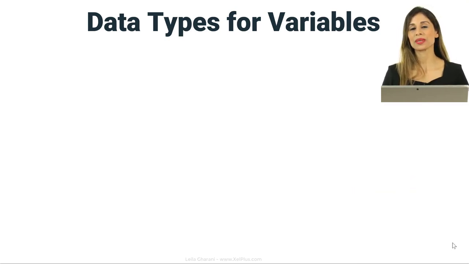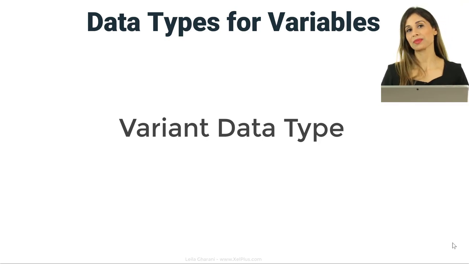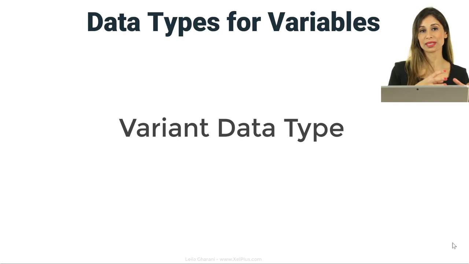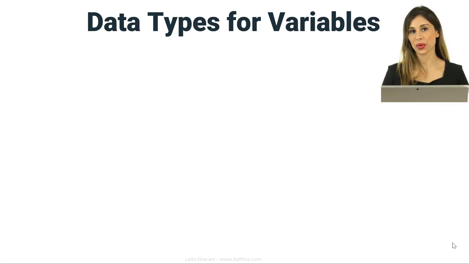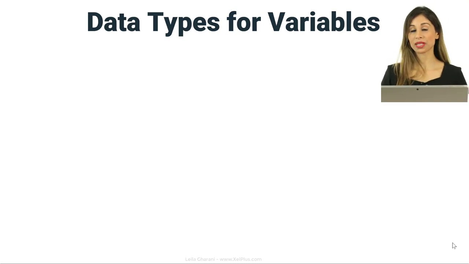By default, VBA assigns the data type called variant, and variant means that it changes depending on the data type. So if that data type is text, number, date, and so on, it's going to allocate around 16 bytes of memory if it's a number, and a little bit more if it's text, so if it's string.